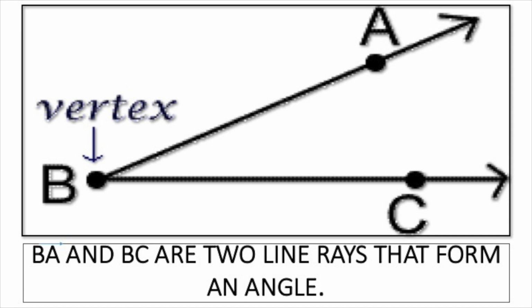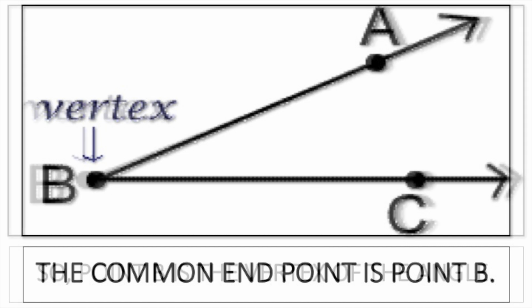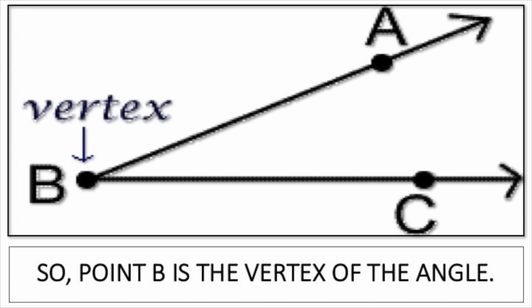BA and BC are two line rays that form an angle. We can see BA here and then BC here. The two different lines that meet to form the angle. The common end point is point B. You see, it can never be anything else. It's labeled B. So, point B is the vertex of the angle. Because we've learnt already how we can refer to angles and lines by giving them points or references.